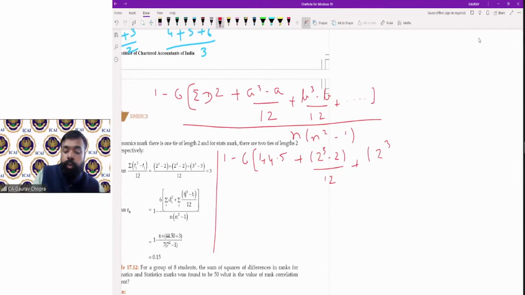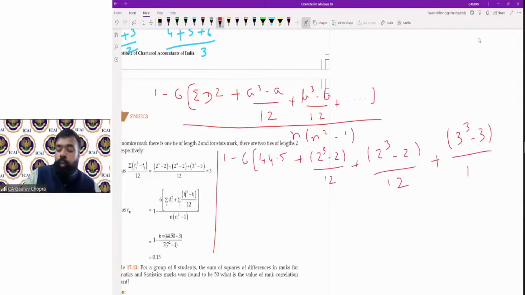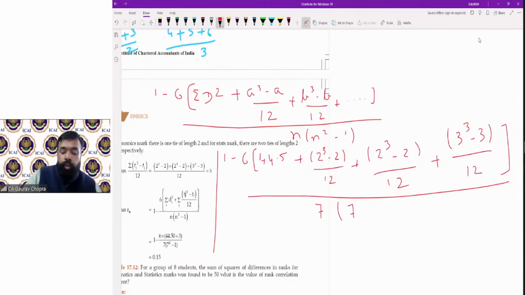So 2 cube minus 2 upon 12. Next time there was a tie between three values, so 3 cube minus 3 upon 12, whole divided by n into n square minus 1, so 7 into 7 square minus 1. Now you can simplify this and get the result.